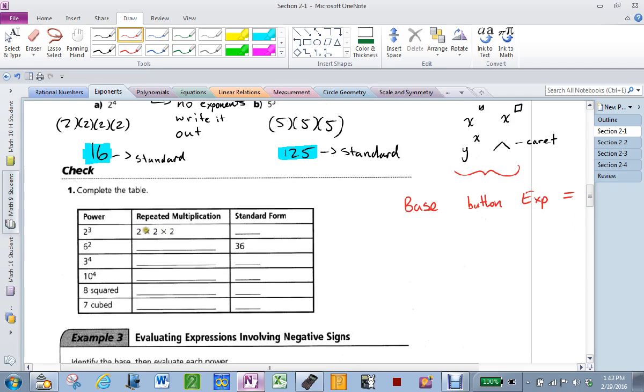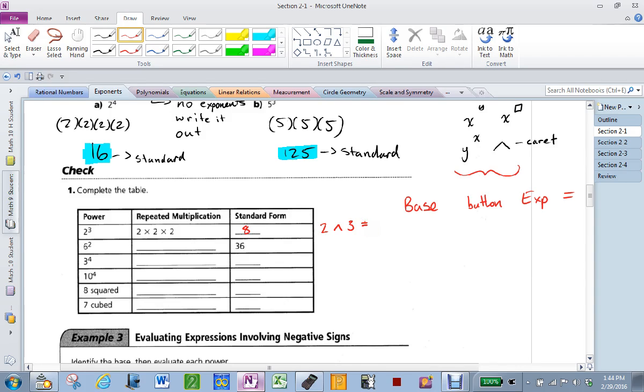So this is 2 times 2 times 2, yes? So, first, we're going to write it out in repeated form. Then we're going to have the answer. It is 8. Cool? Everybody good? Now over here, we're going to write our calculator buttons. 2 exponent 3 equals. Got it?